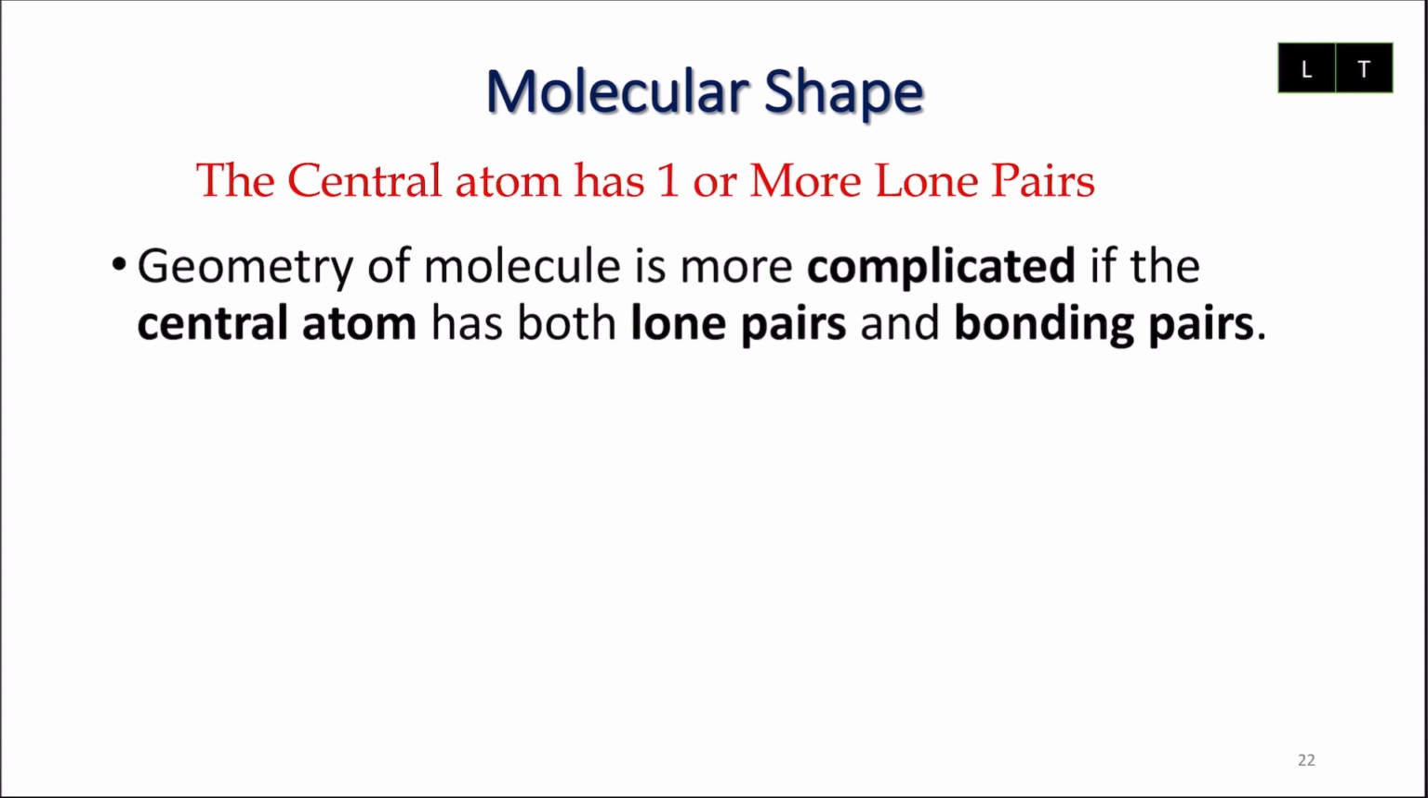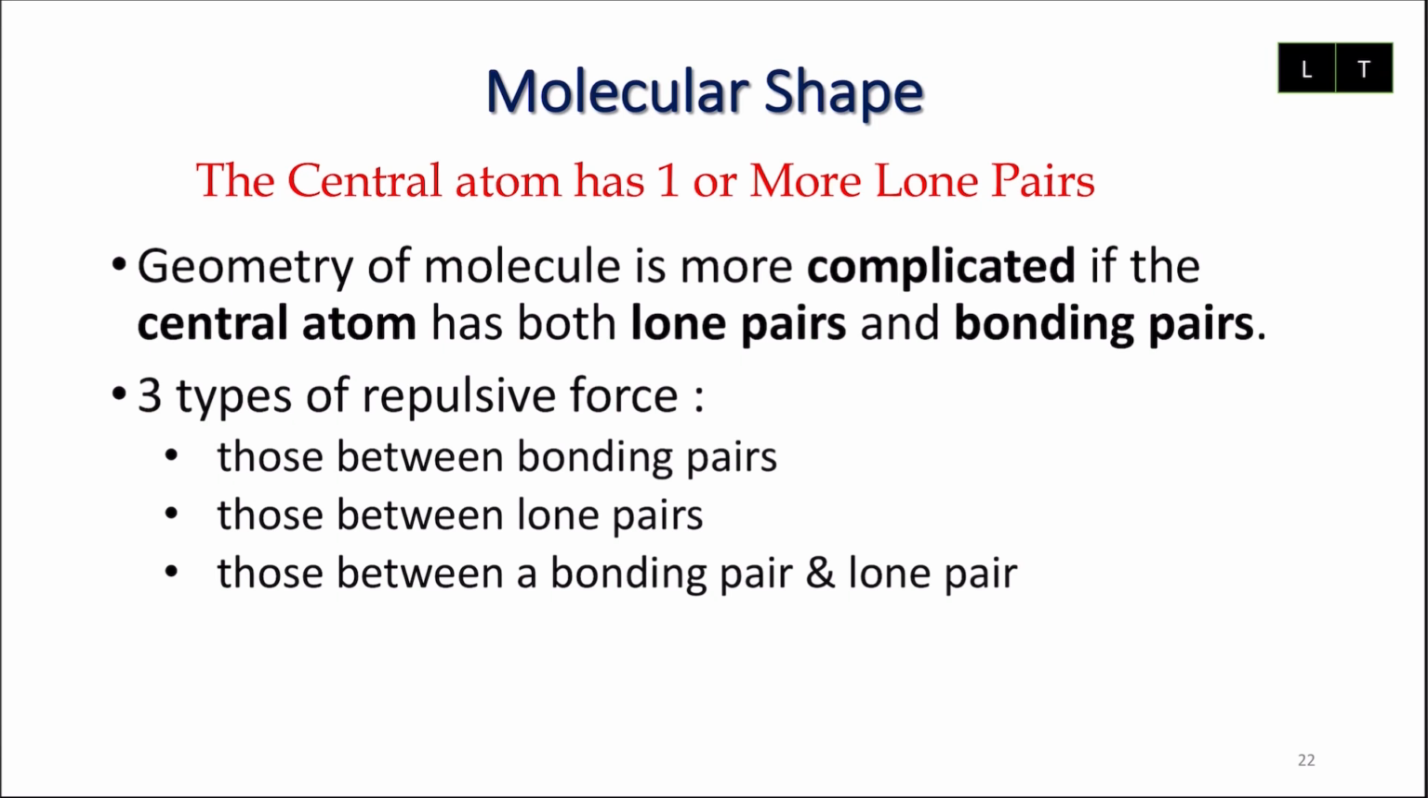The strength of total electron pairs depends on three types of repulsive force. Repulsive force between bonding pairs and bonding pairs. Next, between lone pairs and lone pairs. And the next one, between bonding pairs and lone pairs. These three types of repulsive forces are going to affect the molecular geometry for the molecule where the central atom has both lone pairs and bonding pairs.